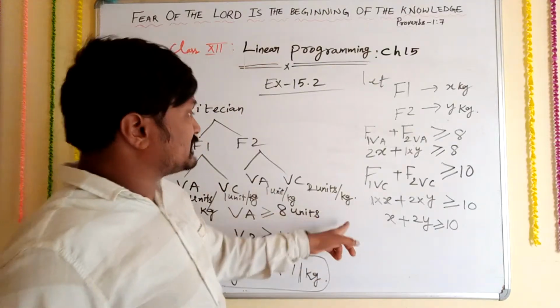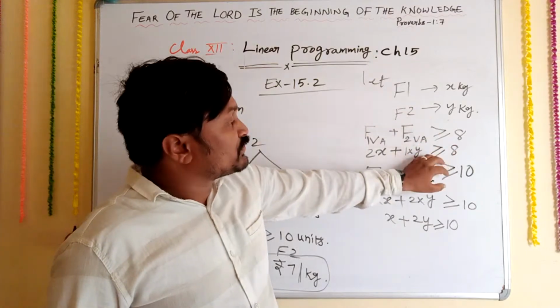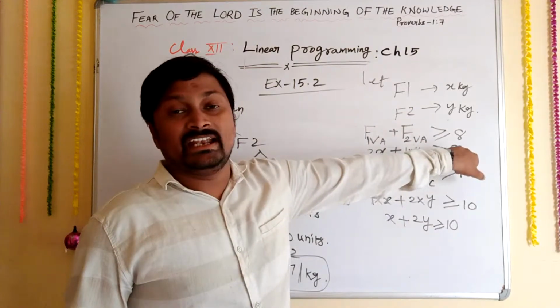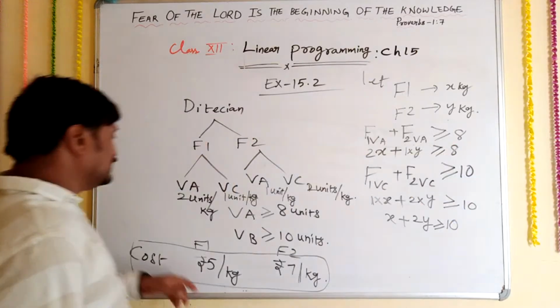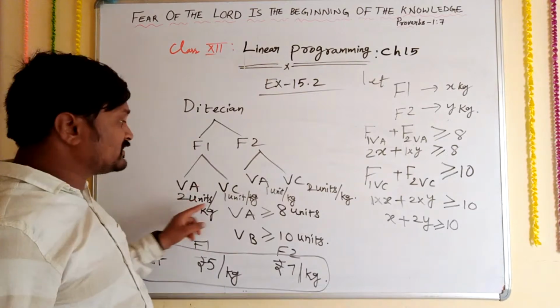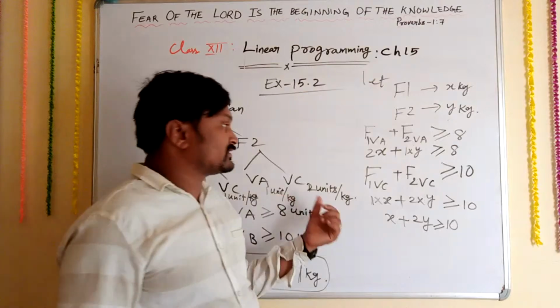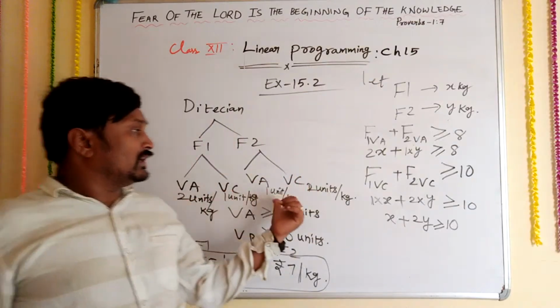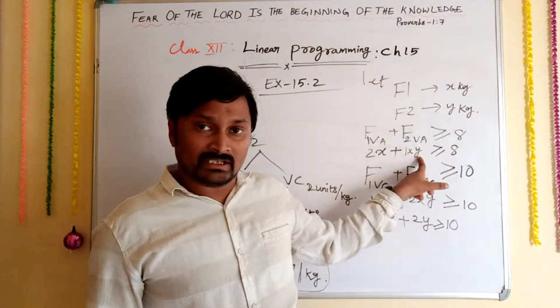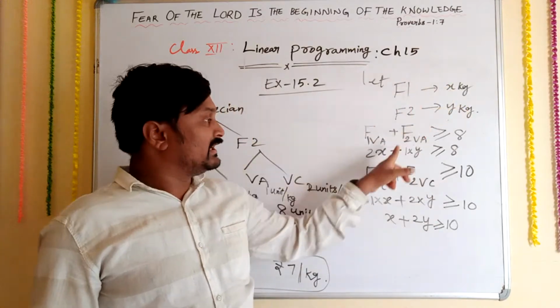So that was the reason I wrote vitamin A: when you add both, it should be greater than or equal to 8 units. But here they have given vitamin A as 2 units per kg, and for food 2 it is 1 unit per kg. So here it is 2 and 1. That's why 2 and 1. And here food 1 is X kg, as we thought, that's why X here.